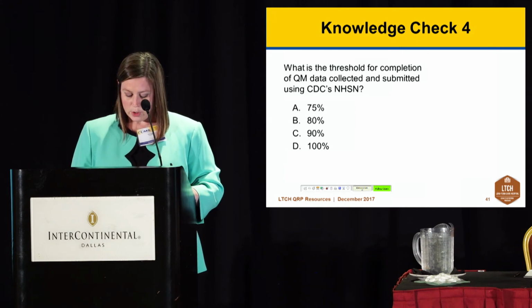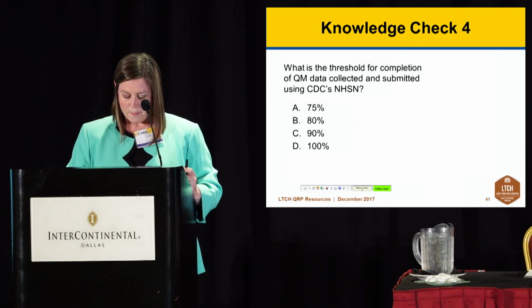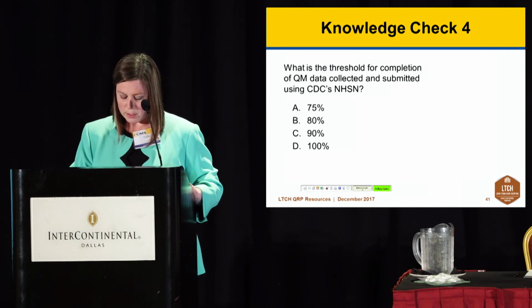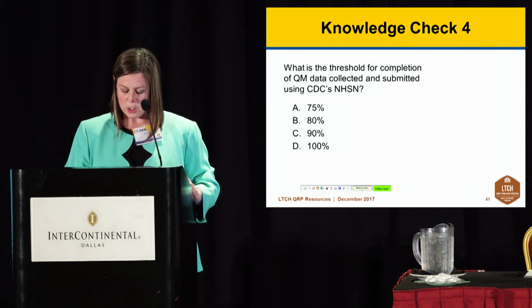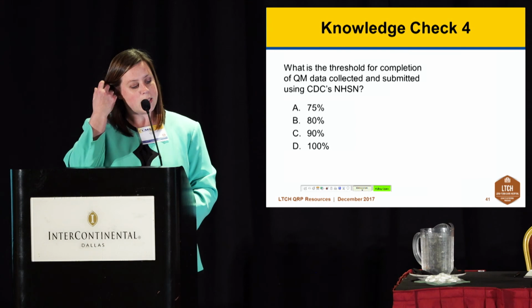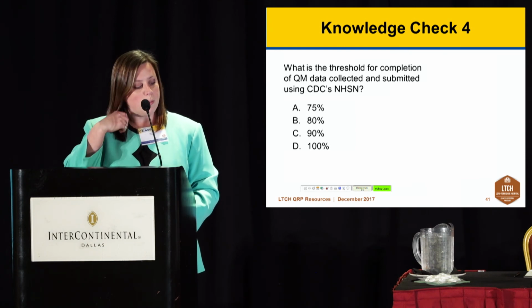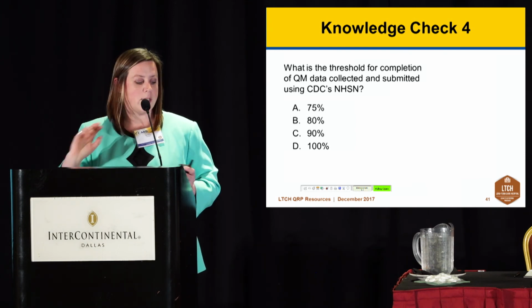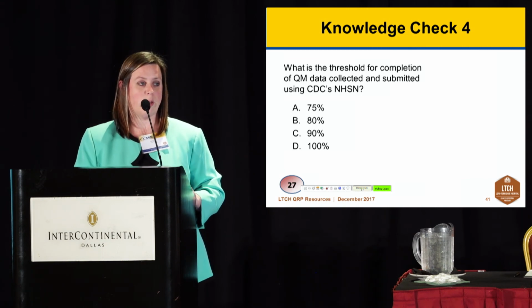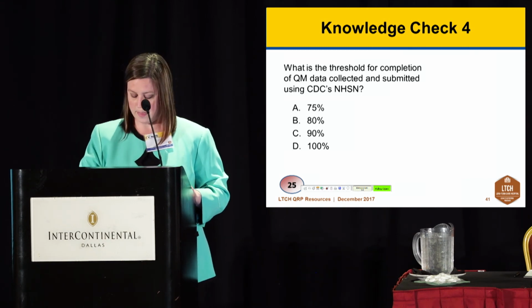So let's do a knowledge check for our help desks and some of these other items that we've gone through. So what is the threshold for completion of the quality measure data collection and submission using CDC's NHSN? So A, 75%, B, 80%, C, 90%, or D, 100%. And we had 2 levels of threshold.